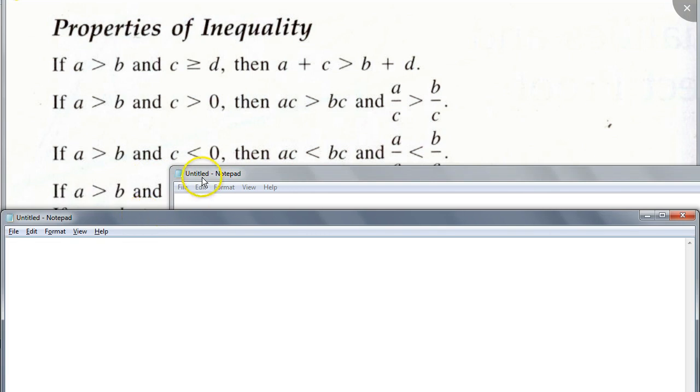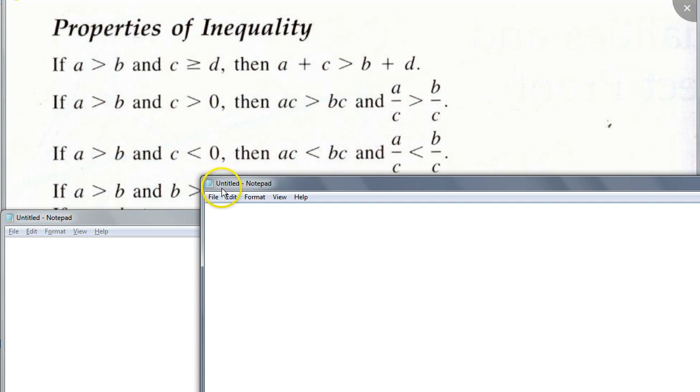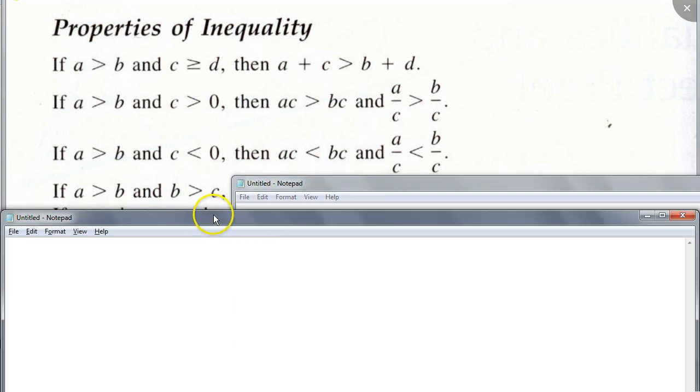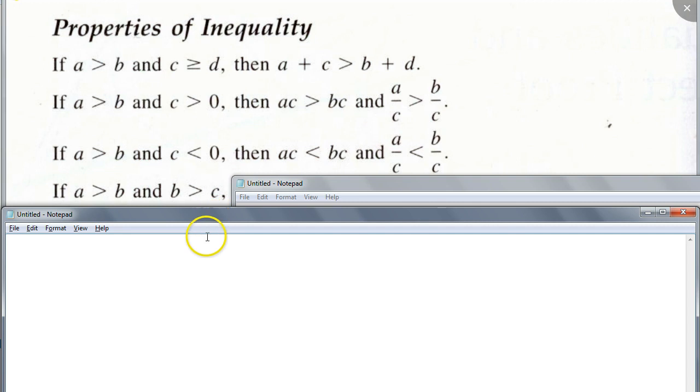Now take a look at this. If A is greater than B again, notice all of these, A is greater than B. Okay, that's what we're starting with. But now B is greater than C. What do you think you could conclude, if A is greater than B and B is greater than C?